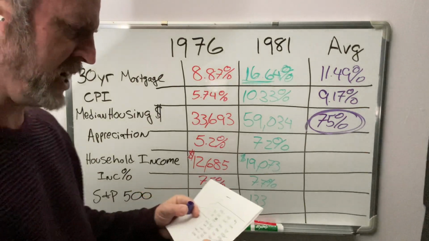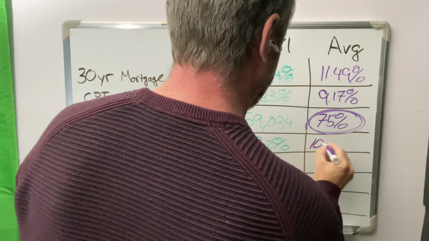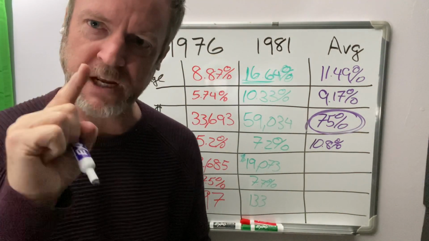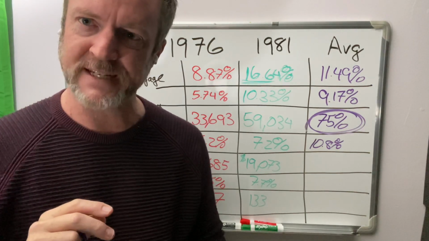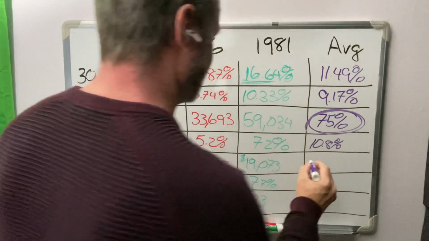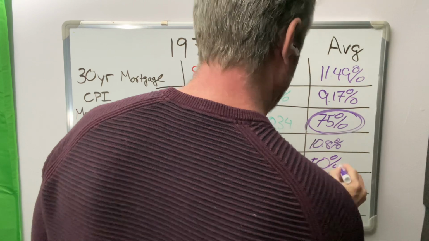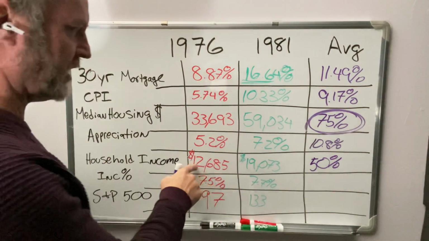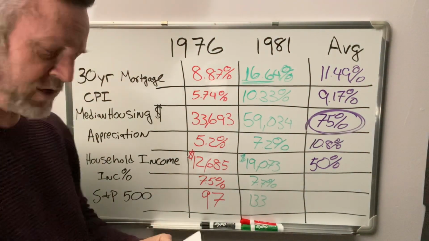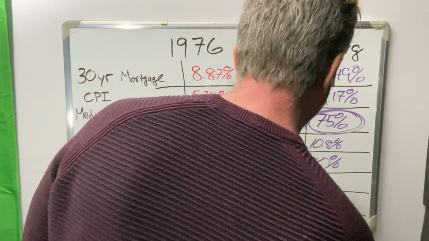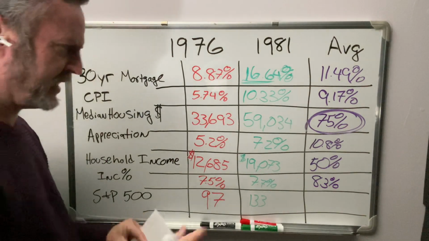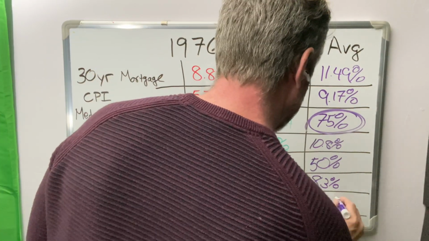Next, the average appreciation was 10.8% over 5 years. Again, interest rates went up every year. Appreciation went up about 10% a year. Wages. The wages went up 50% in 5 years. The average wage increase was 8.3%. And then the gain in the stock market was 37% in 5 years.